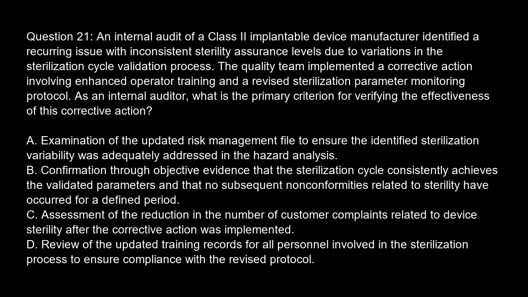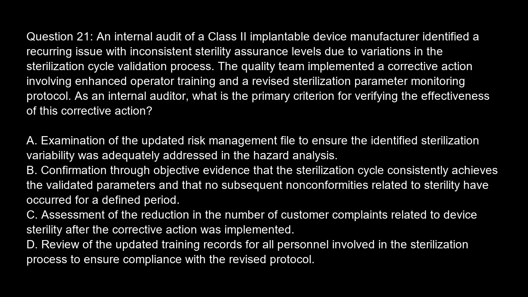Option A. Examination of the updated risk management file to ensure the identified sterilization variability was adequately addressed in the hazard analysis. Option B. Confirmation through objective evidence that the sterilization cycle consistently achieves the validated parameters and that no subsequent nonconformities related to sterility have occurred for a defined period. Option C. Assessment of the reduction in the number of customer complaints related to device sterility after the corrective action was implemented. Option D.